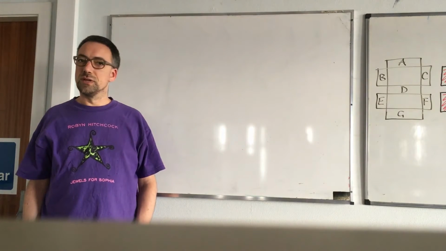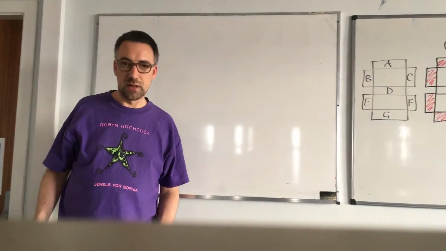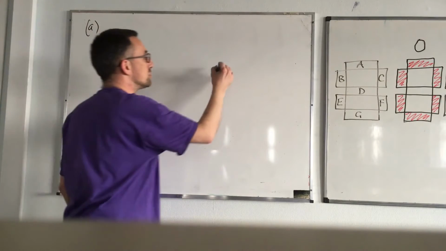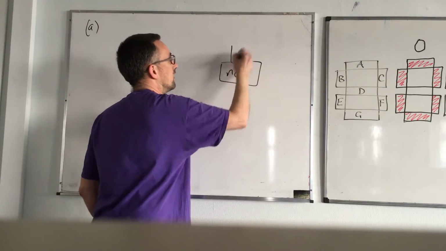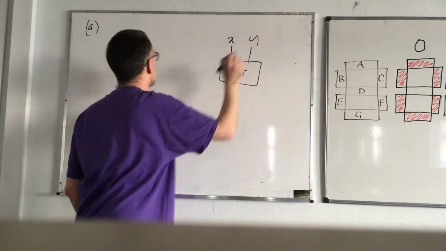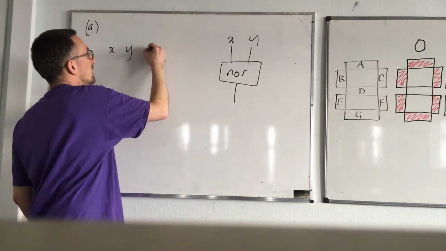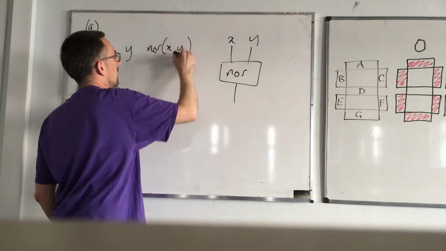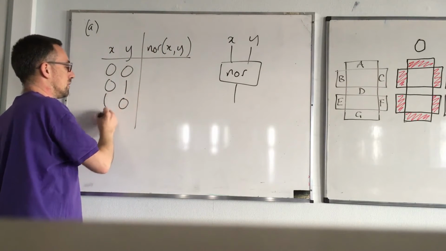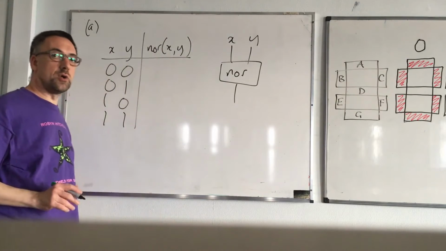Let's do the digital logic test question from Thursday. We're asked in part A to give the truth table for a NOR gate. So let's name the inputs X and Y as it does in the question and tabulate all possible inputs and then figure out what the outputs are.